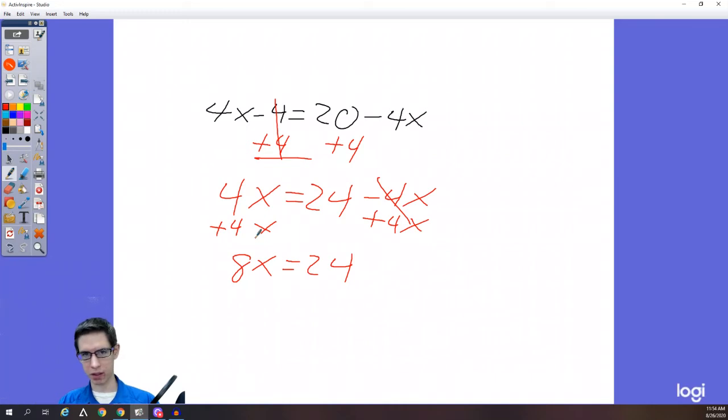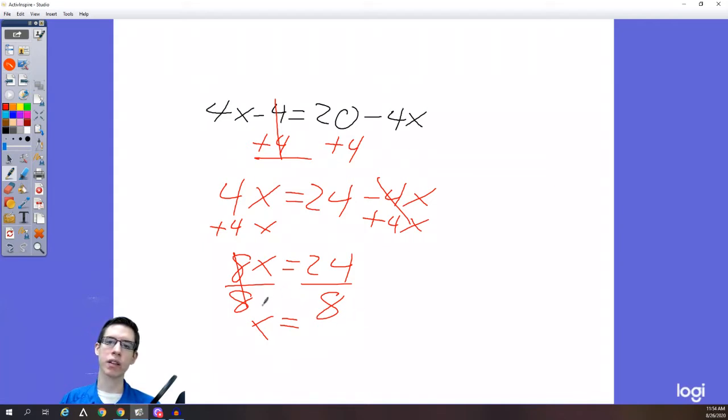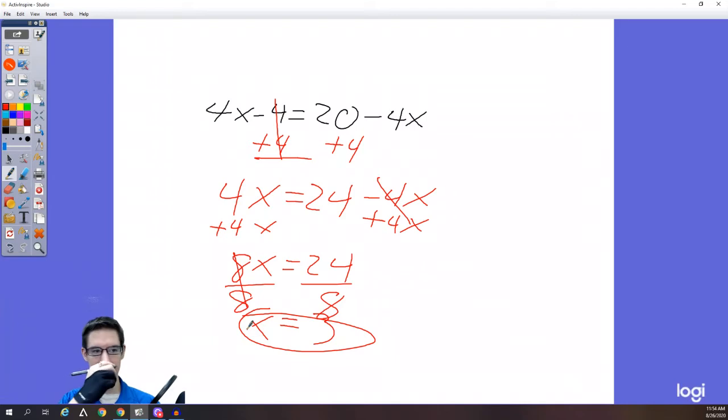And now that we've done all the addition subtraction, the only thing we have left to do is to divide. And that's going to give us x equals 3. X equals 3. Very nice. All right. I'm going to pause things here, and we'll come back after the break.